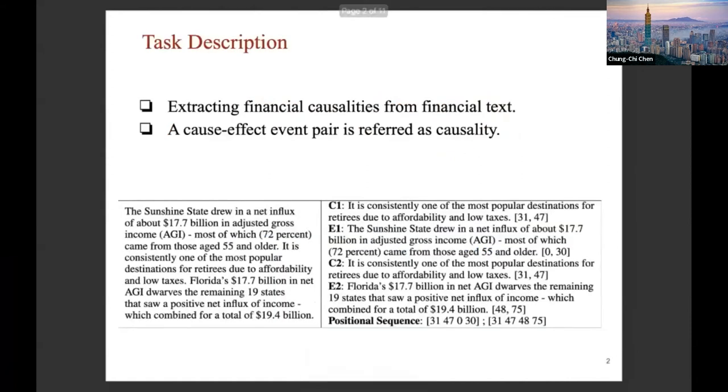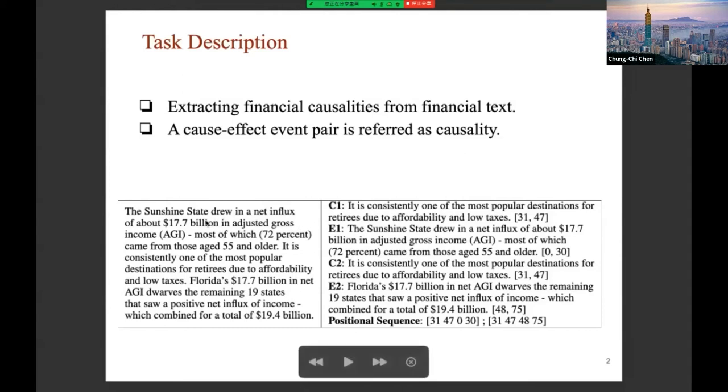So what is the task? The task is extracting financial causality from financial text. Causality is basically a cause and effect event pair. So we want to extract as many financial causalities as possible from the given text. One example is given here.